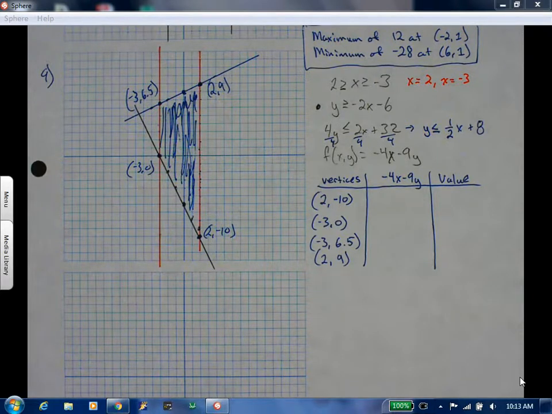How are we doing, like, up to this point? Pretty okay. So from here, now you're just plugging it into this, fill in this column. So we're going to plug these numbers in and then calculate what they equal.